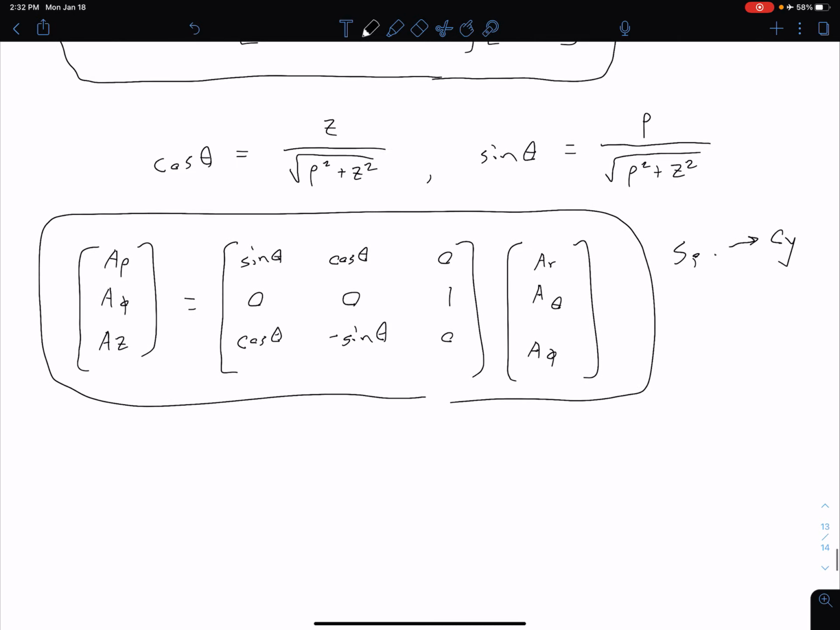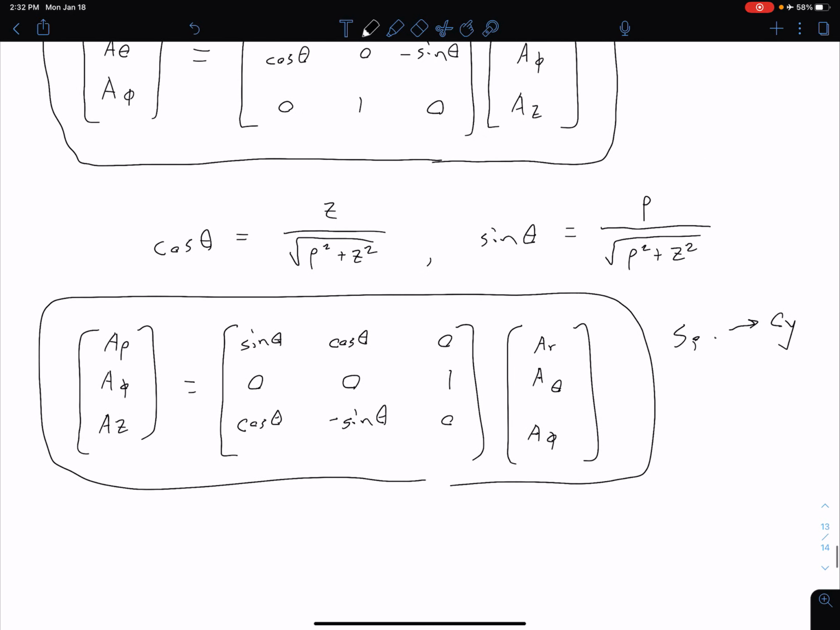So that's it for the different types of transformations we can do between the various coordinate systems. What we're going to do in the following videos is take a look at a couple examples and get some practice using all of these different equations.